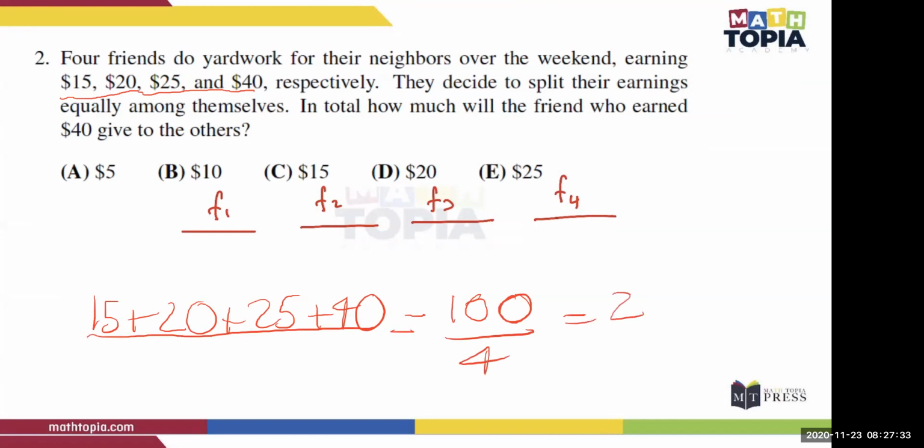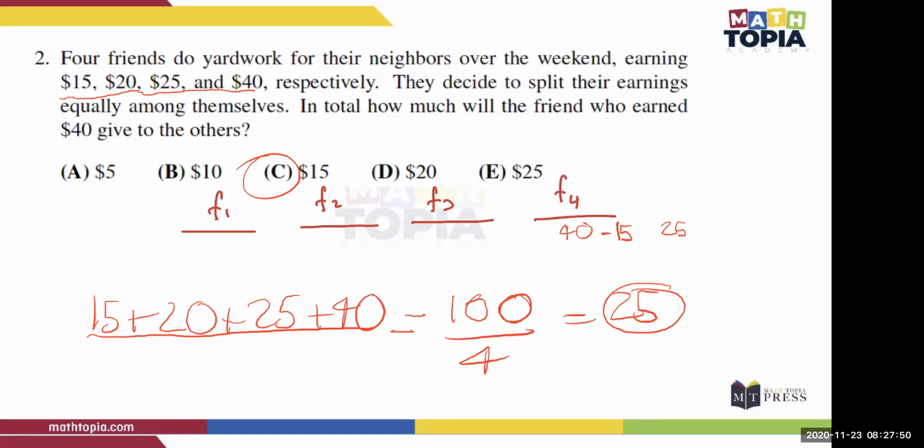Each friend gets $25. So friend 4, he had $40. Now he's going to get $25. So he has to give away $15, which is C.